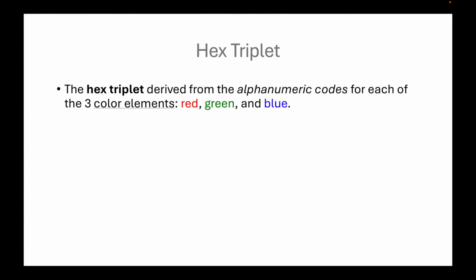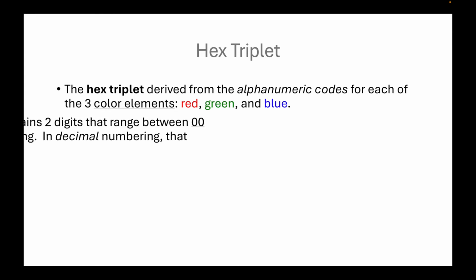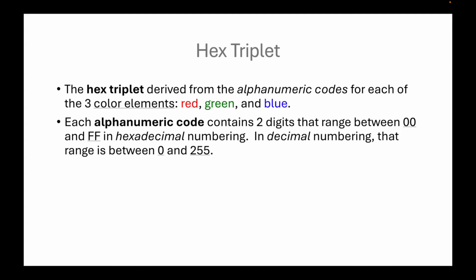The hex triplet is derived from the numeric codes for each of the color elements: red, green, and blue. Each alphanumeric code contains 2 digits that range between 00 and FF in hexadecimal numbering. In decimal numbering, that range is between 0 and 255.